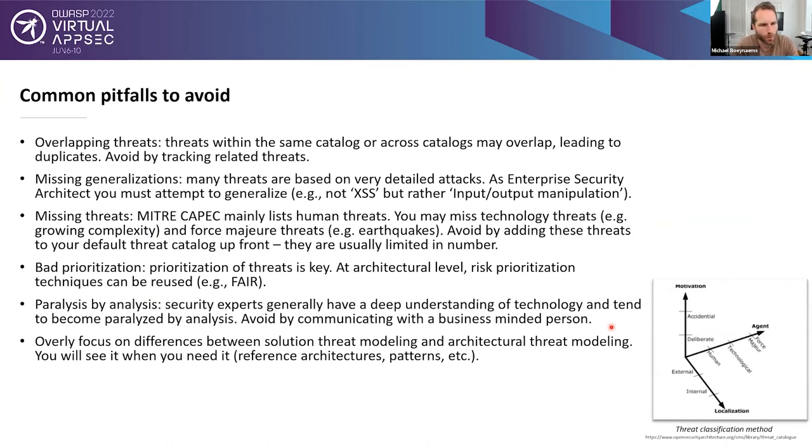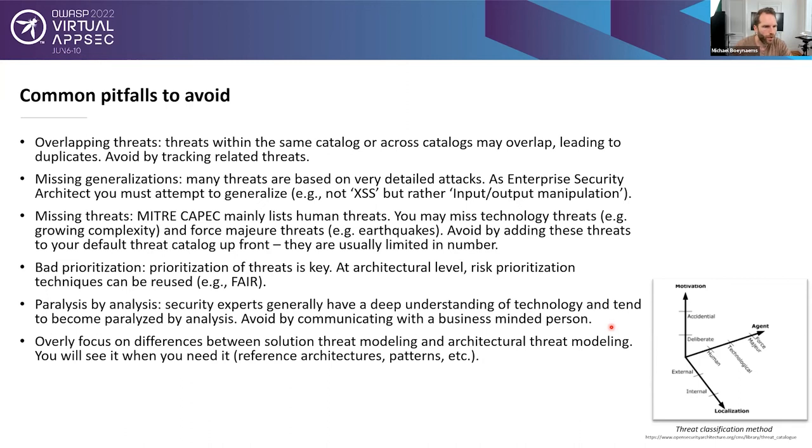Yeah. But some common pitfalls to avoid. So we have run into some of these ourselves. So to save you from them, I think it's important to try to avoid these. An example is overlapping threats. Depending on the catalogs that you use, you can have many overlapping threats. Some threats actually are the same as another one. But try to avoid it by tracking related threats. If you really want to use multiple resources, CAPEC, you can perhaps extend it with some other threat catalogs. Try to identify the related threats upfront.